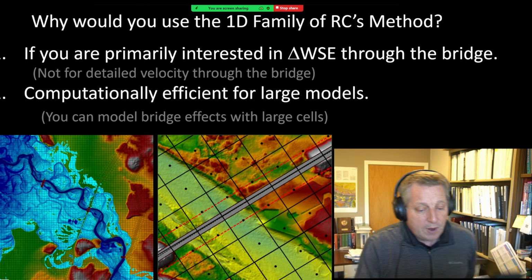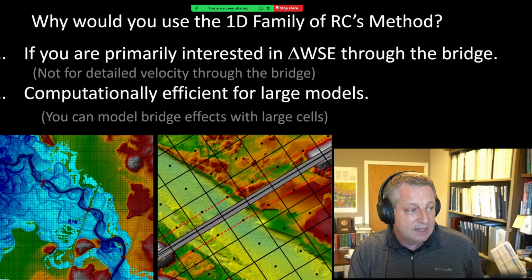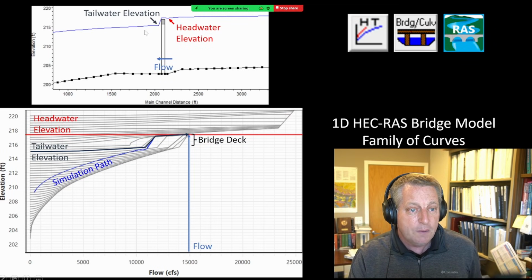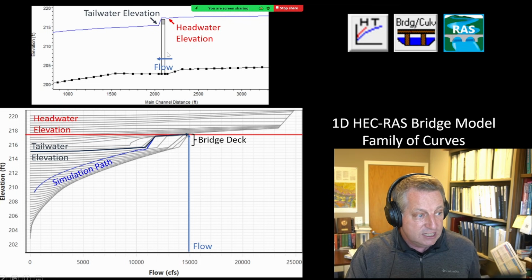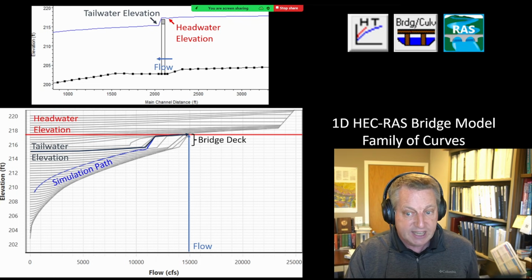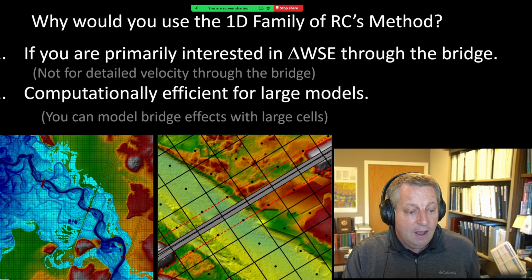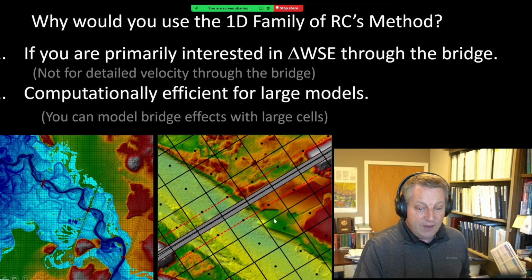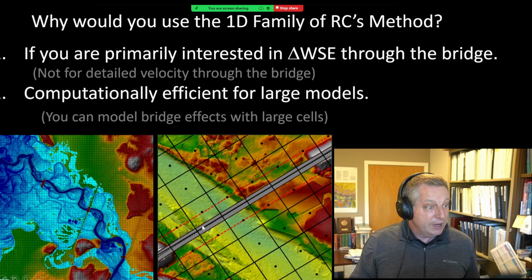Well, the primary reason to do this is that if you only care about the water surface difference, if you only care about how the head changes through here, and you don't really care about a detailed velocity distribution through your bridge for, say, a bridge scour analysis or something like that, then you can do this in a very big model with very large cells and get a pretty good answer.